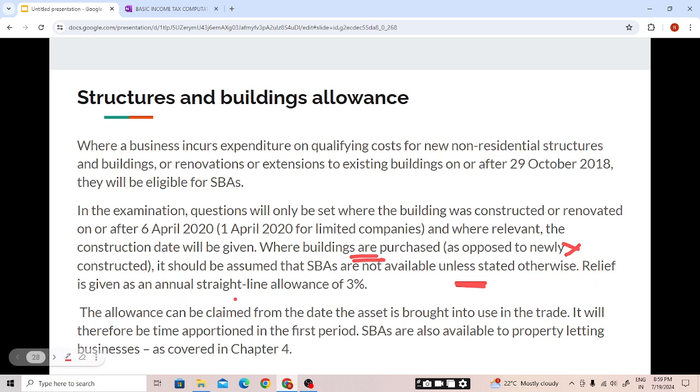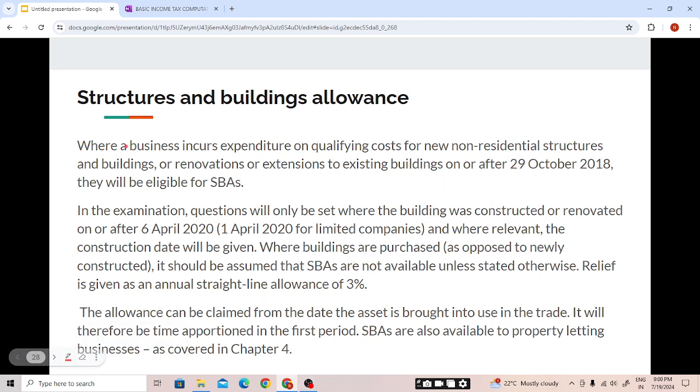Relief is given on an annual straight line allowance of 3%. So this is on a straight line basis of 3% per annum. And here students, the date of purchase is important. The allowance can be claimed from the date the asset is brought into use in the trade. It will therefore be time apportioned in the first period. SBA is also available to property letting businesses, that is, the FHL we have covered in chapter number 4.